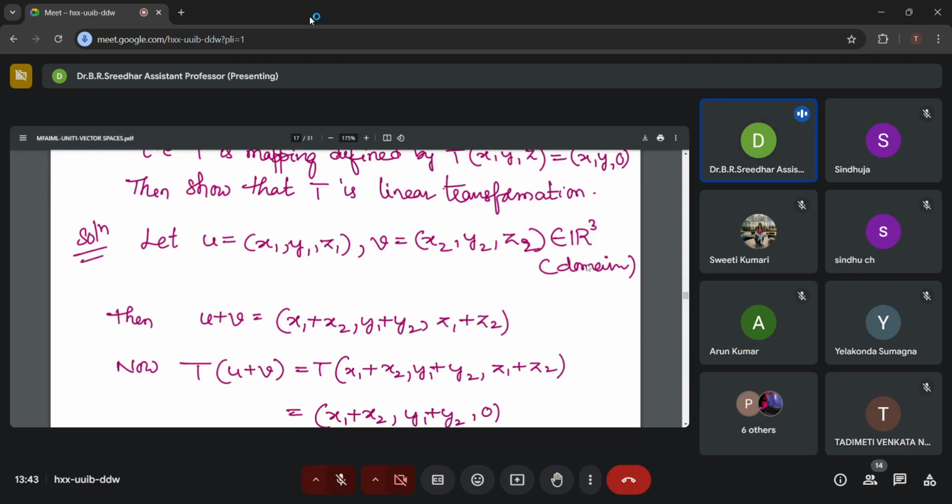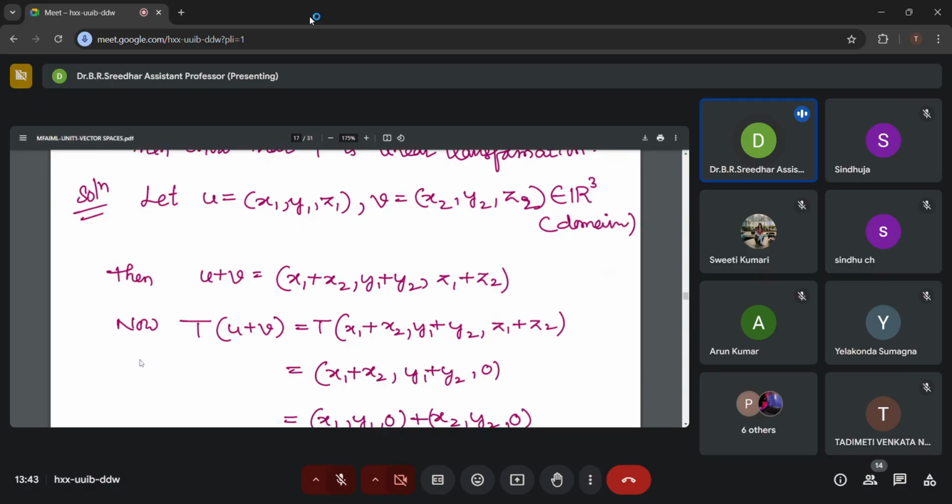Now let me write U plus V, because the first condition is U plus V, and I should prove it now. You may ask why I took U plus V, sir. Why can't you take UV or U minus V or something else? Because I need to prove vector addition. That's the reason I added both vectors U and V. U plus V is x1 plus x2, y1 plus y2, z1 plus z2. I'm adding each coordinate with its respective one.